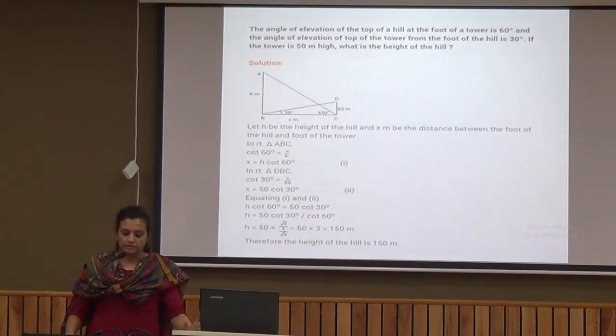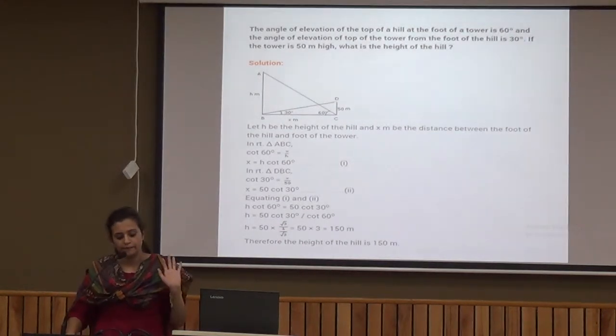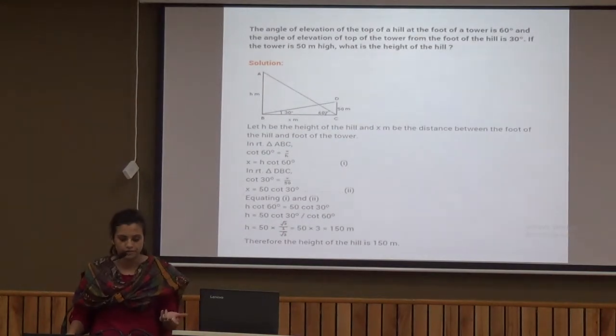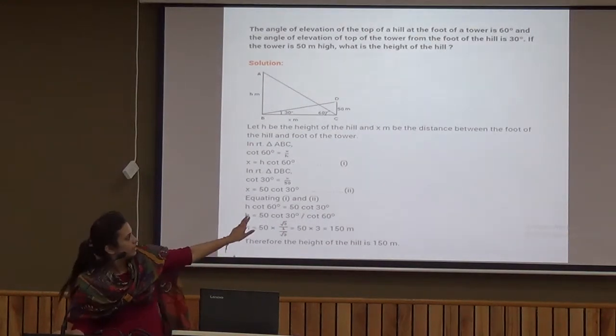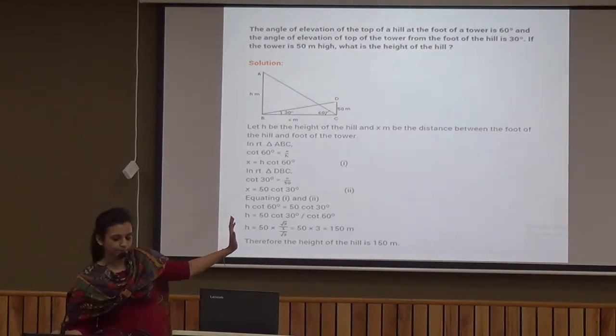Let H be the height of the hill and X meter be the distance between the foot of the hill and the foot of the tower, right? They say the height of the tower is 50, so DC is 50. Look at point A. Point A is being seen from point C at an angle of 60 degrees, and in the same way, to look at point D from B, I need to lift up my eyes by 30 degrees, so that's the angle of elevation. So let H be the height of the hill and X meter be the distance between the foot of the hill and the foot of the tower.